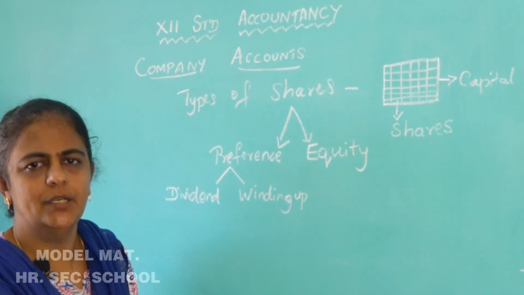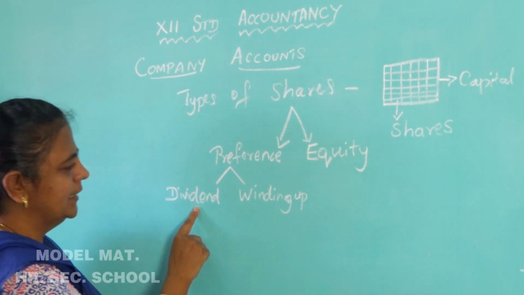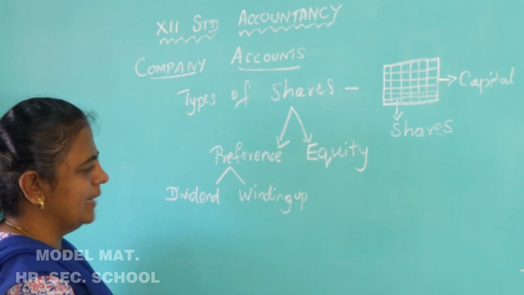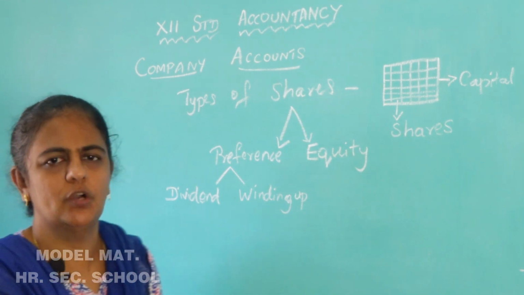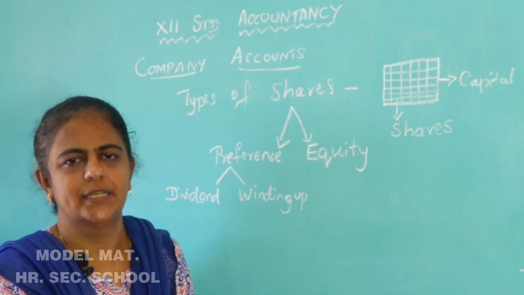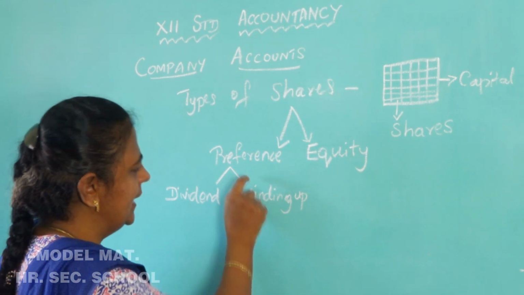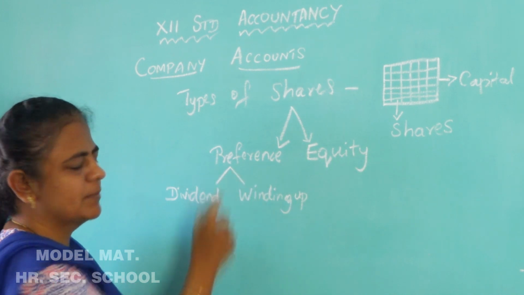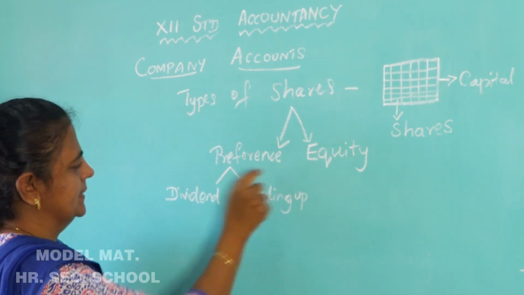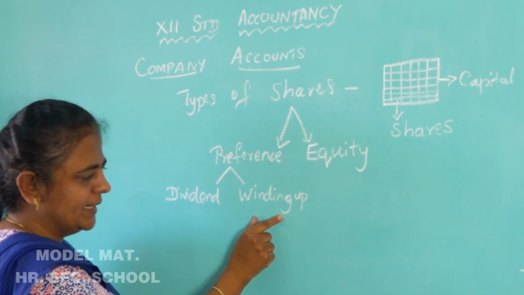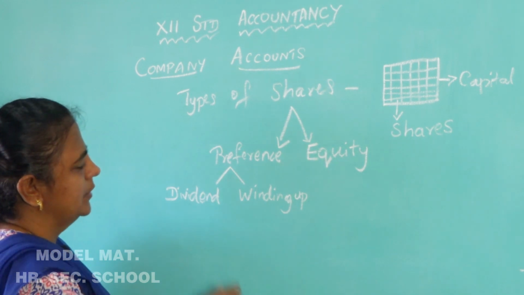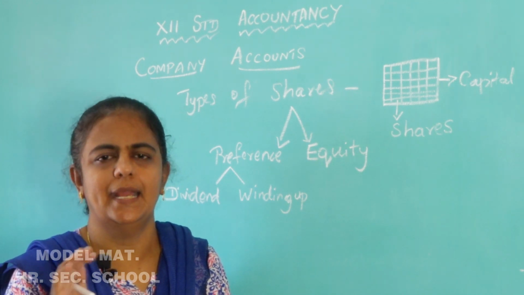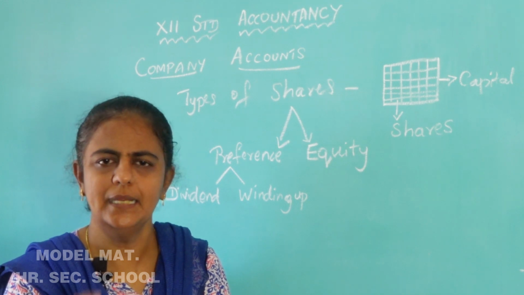When you declare the dividend, who has to be paid first? The preference shareholder will be given preference at the time of declaration of dividend. Then the same thing at the time of winding up, that is the closing of the company. When the company is being closed, that time also the preference shareholder will be paid first. So, in two cases they will have preference. That is why it is called a preference share. Now, these preference shares have only a fixed amount of dividend. Every year they have a fixed amount of dividend. There will not be any changes in the dividend.